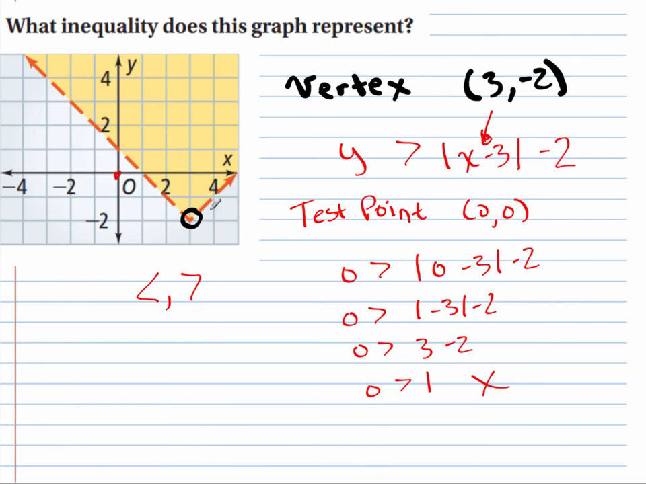I do want the other side. Let me check my lines. These have a slope of 1 and negative 1. And the vertex is at 3, negative 2. Okay. So here is my answer.